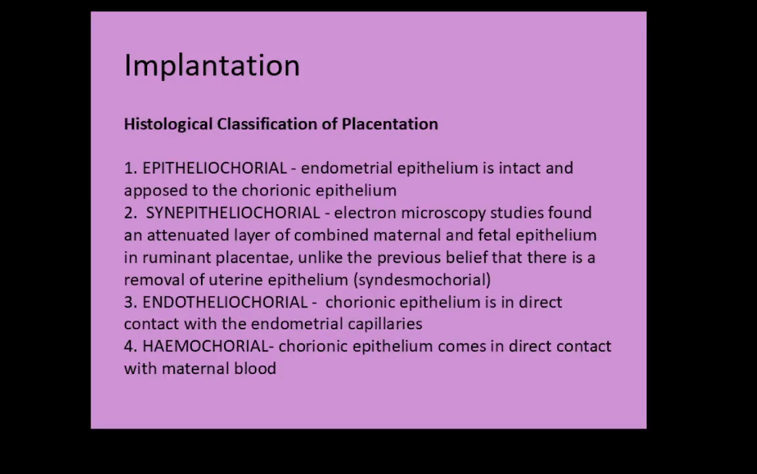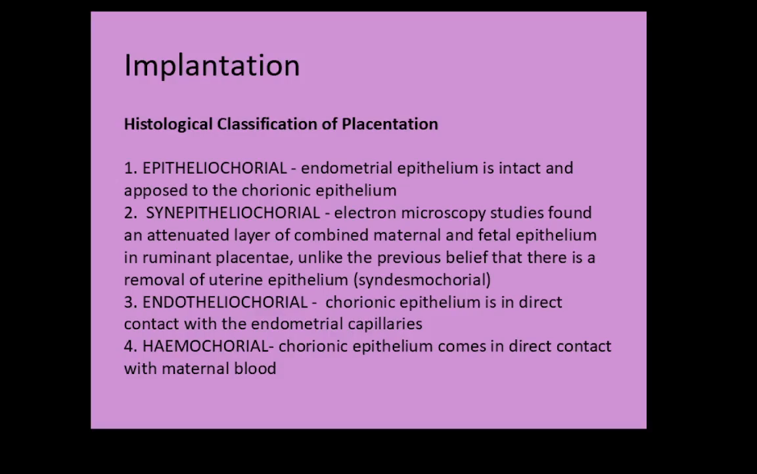Okay, so here is the histological classification of placentation. We have epitheliochorial, synepitheliochorial, endotheliochorial, and hemochorial. First, the epitheliochorial: the endometrial epithelium is intact and opposed to the chorionic epithelium. Right? There is no mixing.